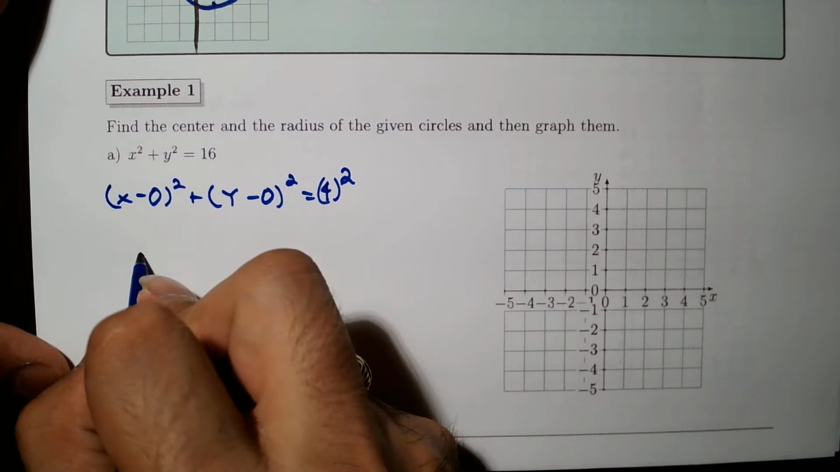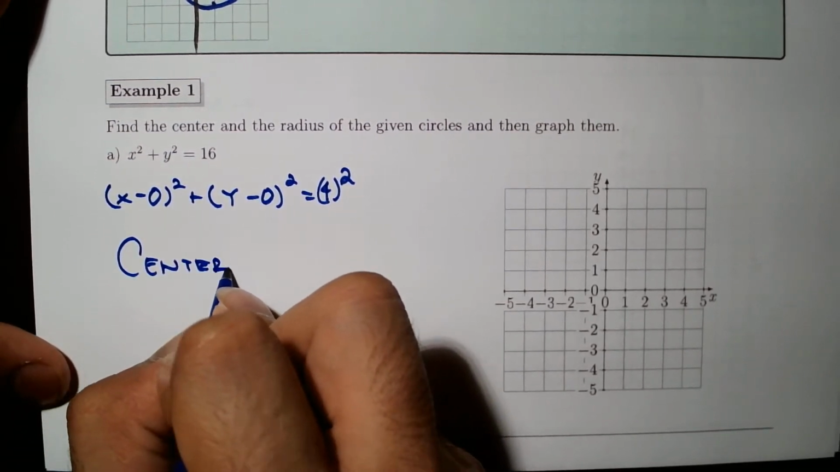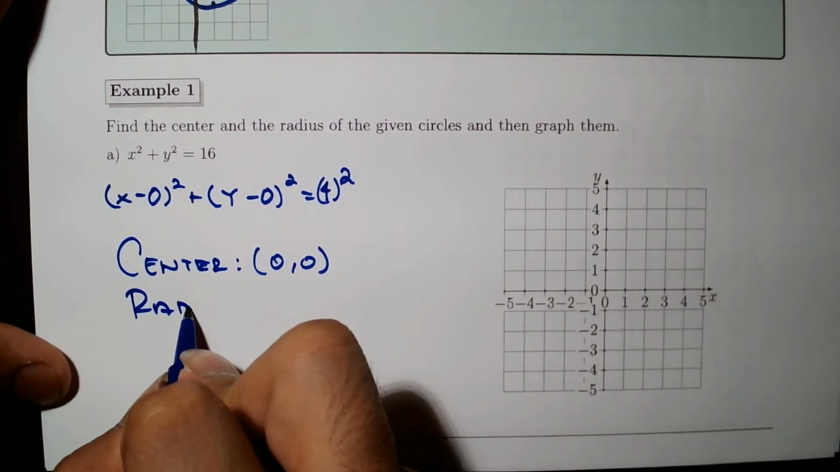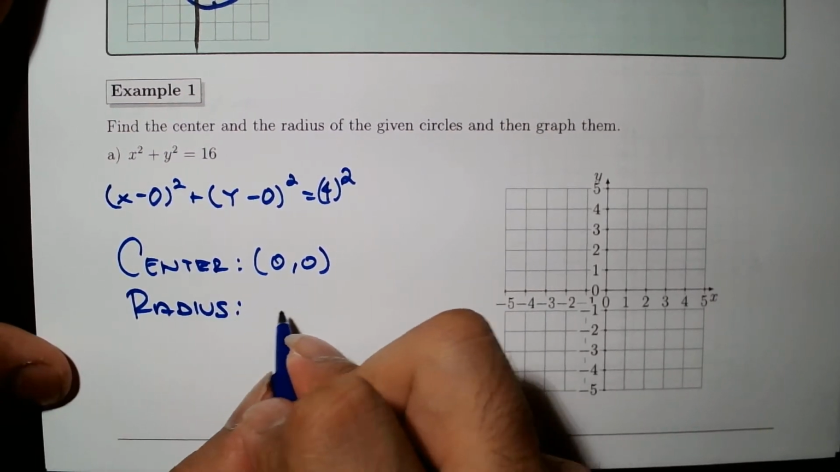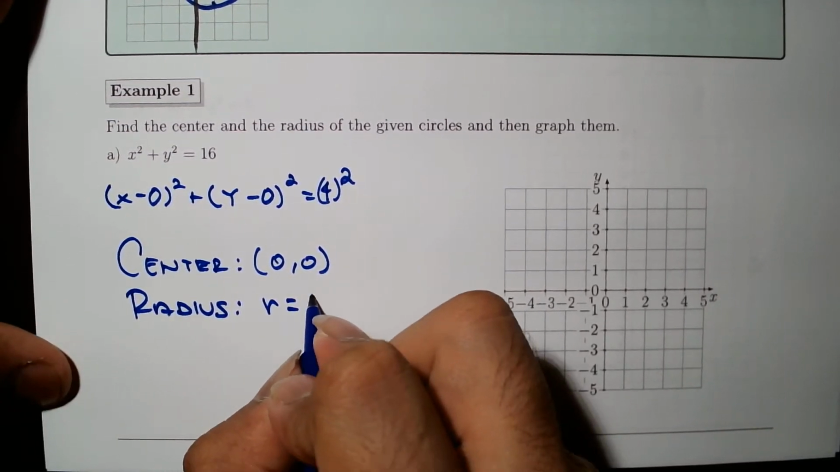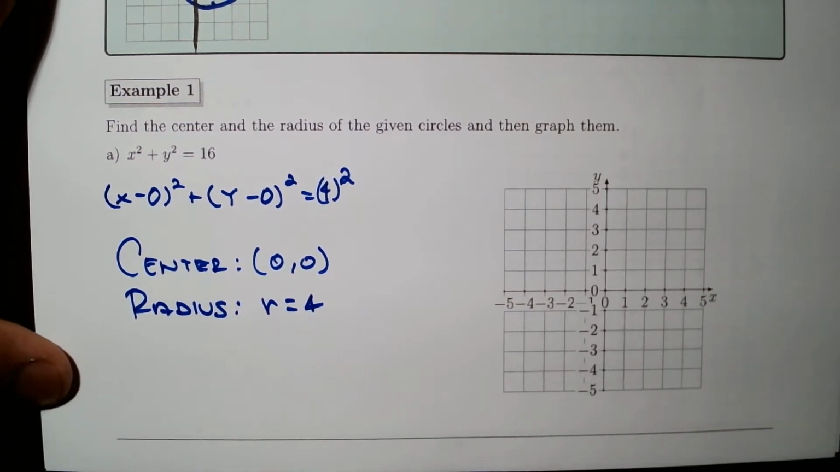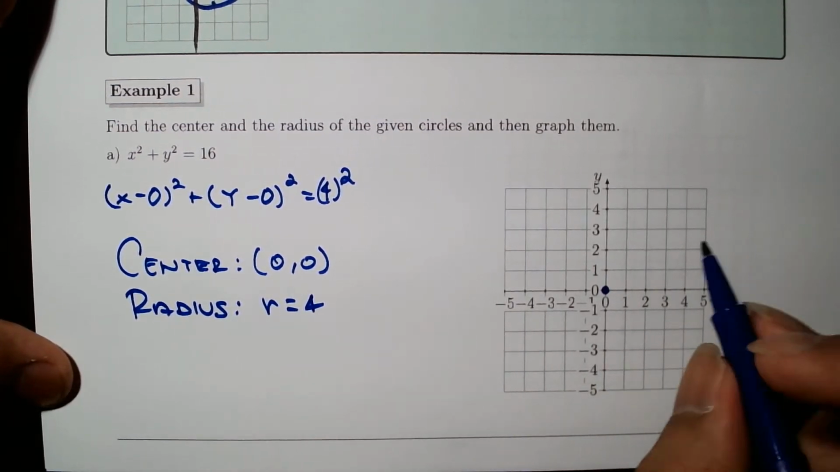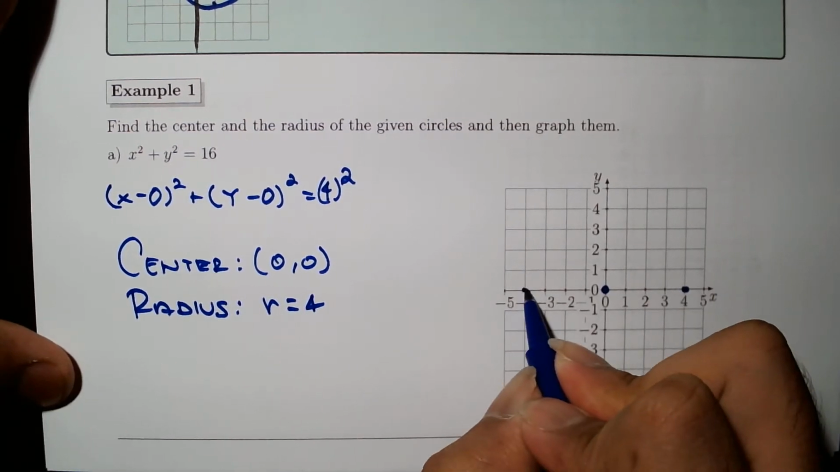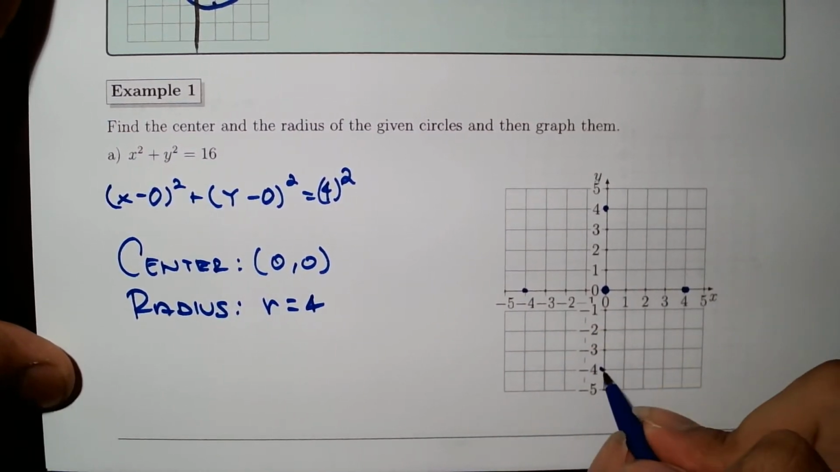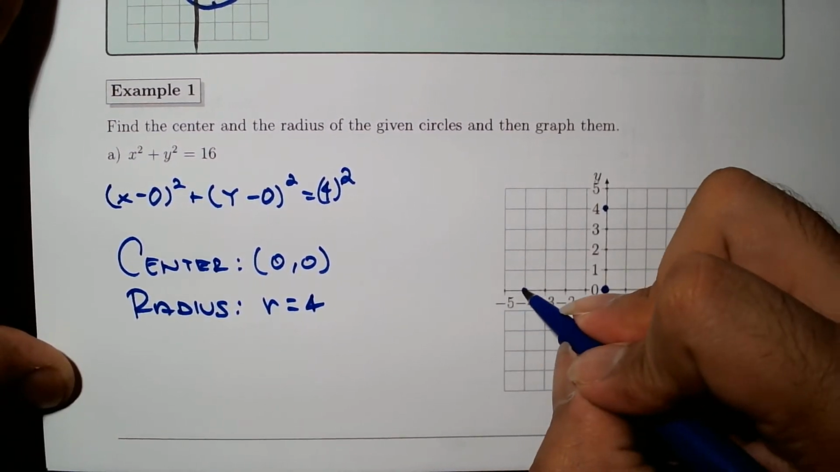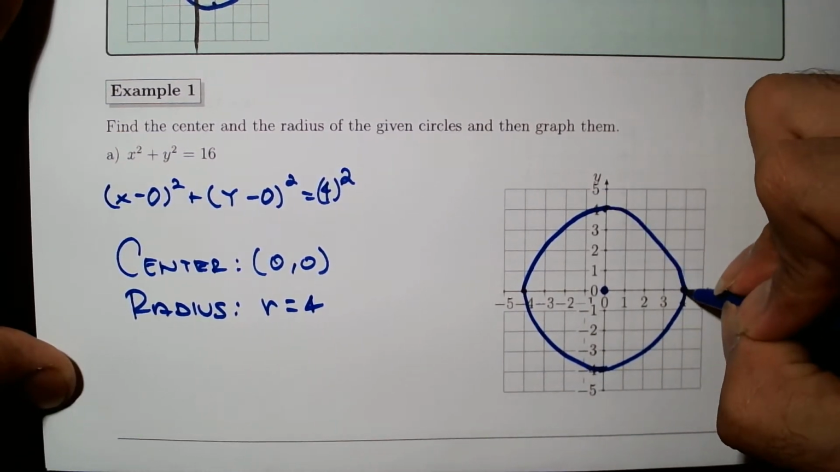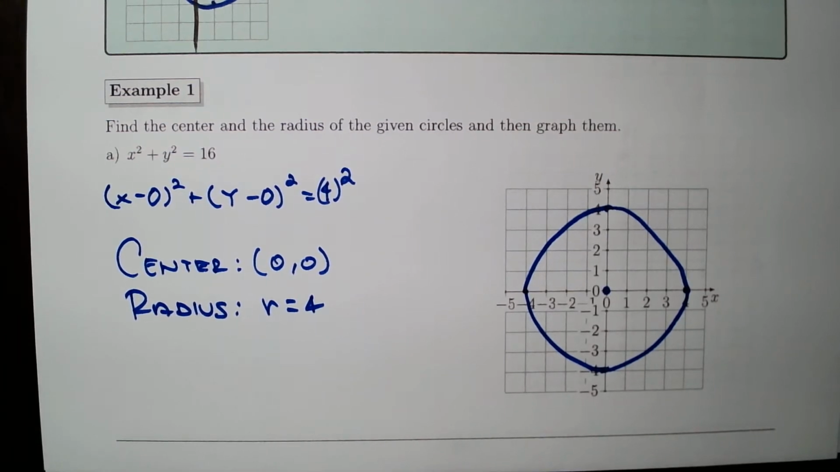So the center is located at (0, 0), which is the origin, and the radius is r equals 4. How do we draw circles? The best way to draw circles, we first plot the origin, which is (0, 0), and then I'm going to count 4 units in each direction: to the right, to the left, up and down. And then I'm going to use these points to draw the circle. And we get our first circle, the drawing of the first circle.